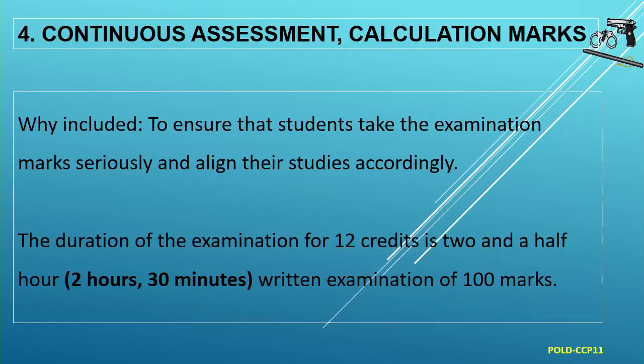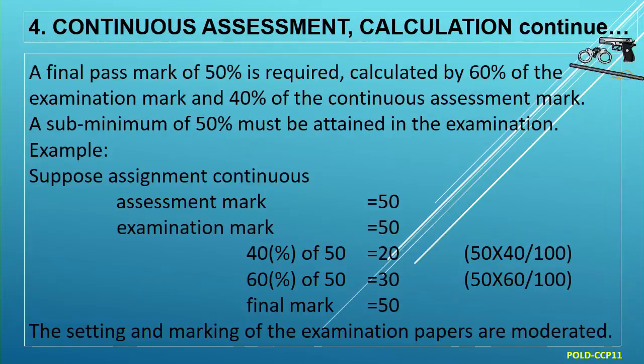Why are continuous assessment and calculation of marks included? We want to make sure that the students take the examinations seriously and align their studies accordingly. The duration of the examination for 12 credits is 2.5 hours, 2 hours 30 minutes, a written exam of 100 marks. A final pass mark of 50% is required, calculated by 60% of the examination mark and 40% of the continuous assessment mark.